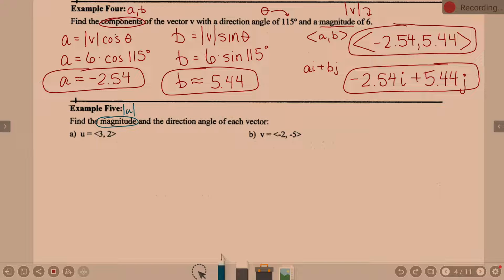So how do we find that? It's already in component form, so remember you're doing square root of first component squared plus second component squared, so square root of 3 squared plus 2 squared. 3 squared is 9, 2 squared is 4, so this is going to be square root of 13. And that is your magnitude.